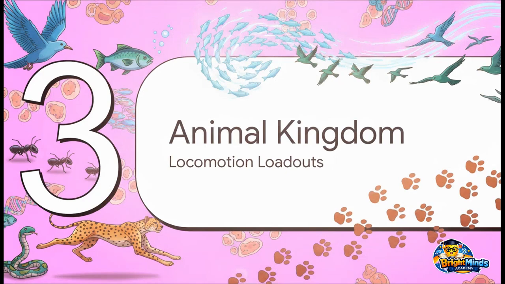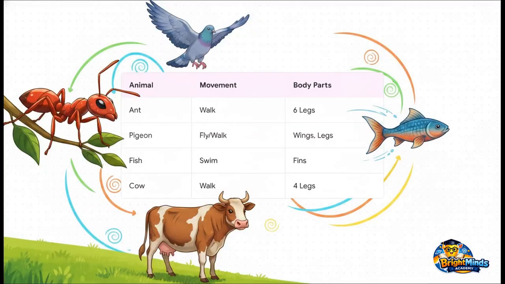Let's switch gears to Section 3, grouping the animal kingdom. We're going to categorize their locomotion loadouts. Just like we grouped plants by stems and leaves, we can group animals by what I call their locomotion loadout. Basically, what specific body parts do they equip to get around?